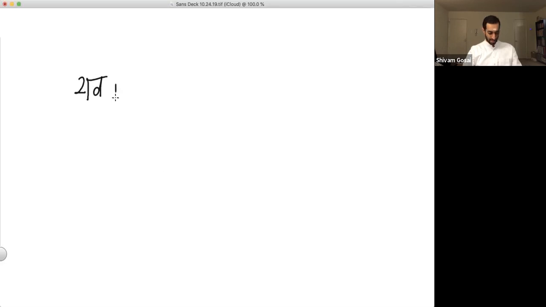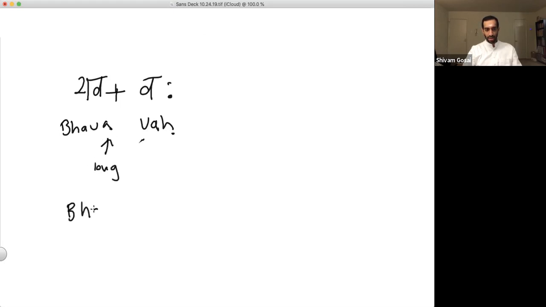bhava plus vaha. So I have an akara at the end of an anga, and then I have a vakara. When I have akara followed by vakara, that is going to become long. Dirgaha. So then it becomes bhavavaha.